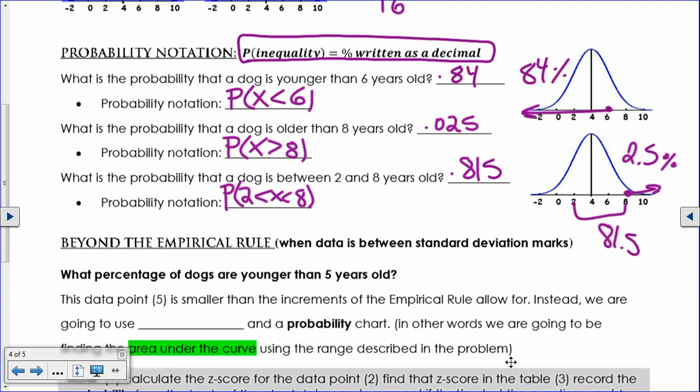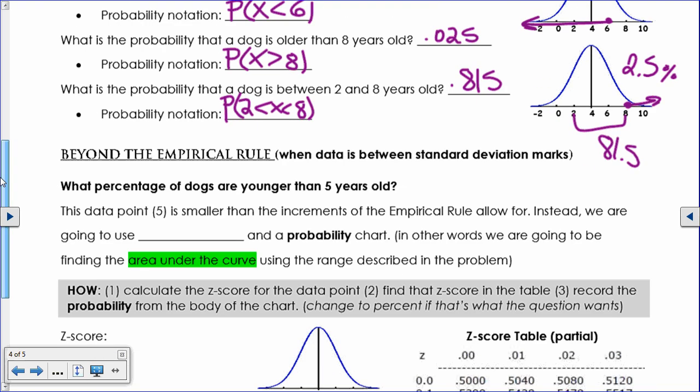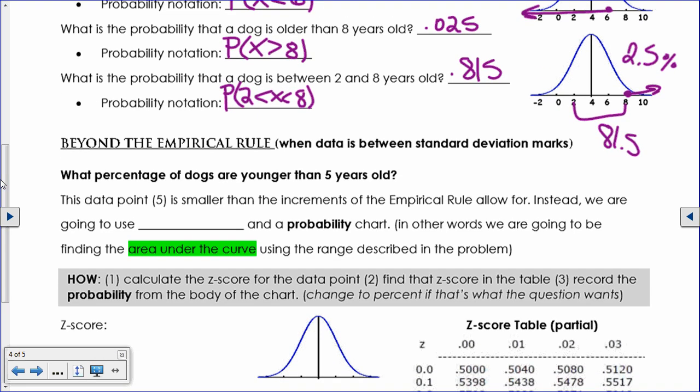Everybody okay with that? Alright, so the empirical rule is nice, right? It's awesome. But it only works as far as you have information that falls exactly on a standard deviation. What if I had asked about something like 3 or 7 or 9? You can't use the empirical rule then. That's where that yellow chart comes into play. You can use the empirical rule when the numbers they're referring to are exactly on the marks along the bottom. If the number they're referring to is in between the marks, you cannot use the empirical rule, right? So when it's between standard deviation marks, you cannot use the empirical rule.